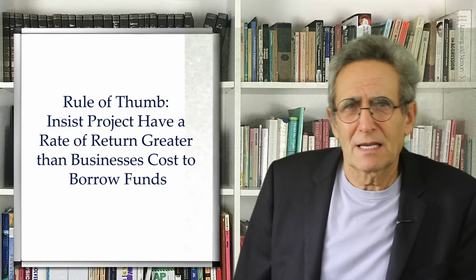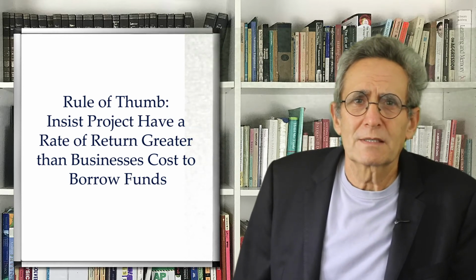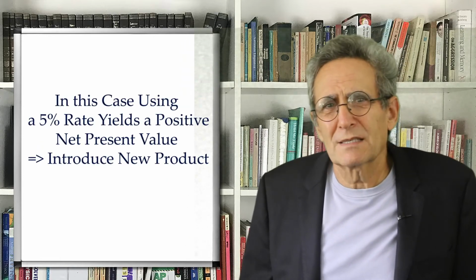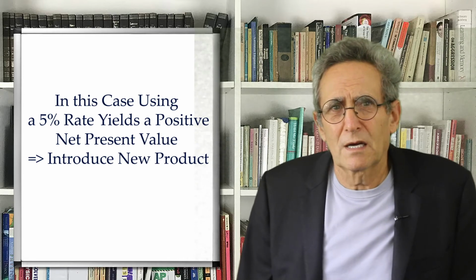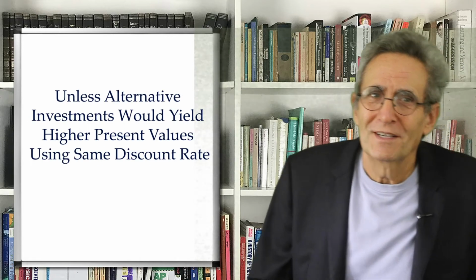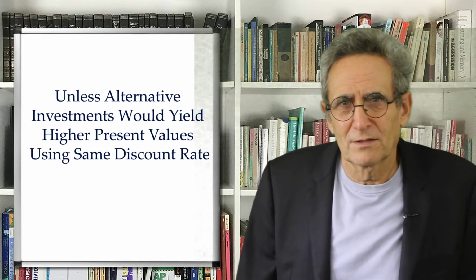One easy rule of thumb is to insist that any project have a discount rate greater than the business's cost to borrow funds. So if the business's borrowing rate is, say, 5%, then use this rate. In this case, using such a discount rate yields a positive net present value, so the business would decide to introduce the new product. Unless, of course, there were alternative investments that would yield higher present values using the same discount rate.